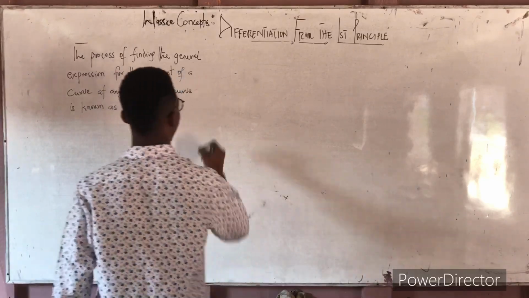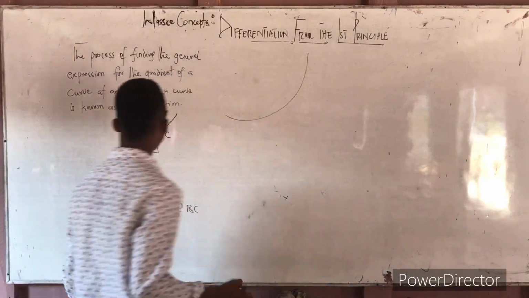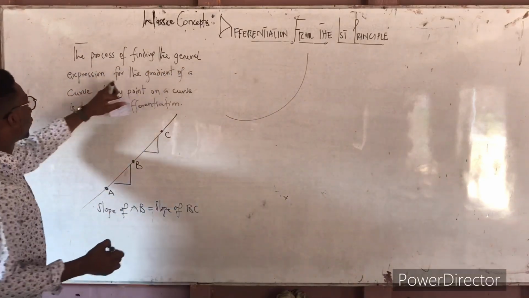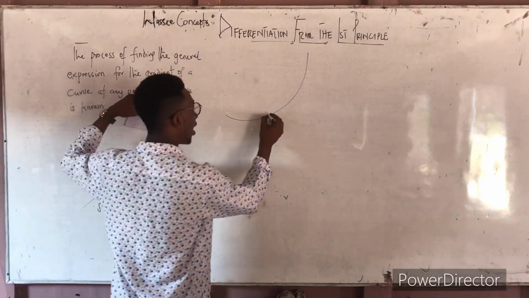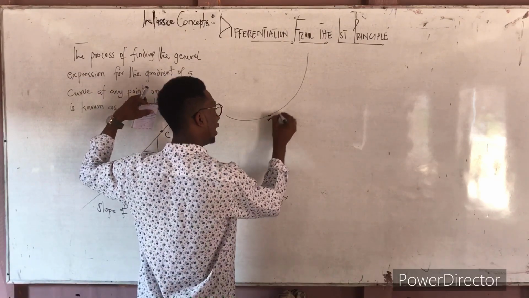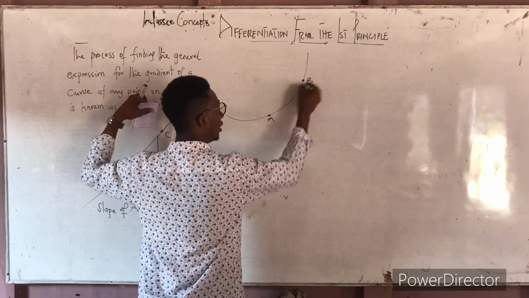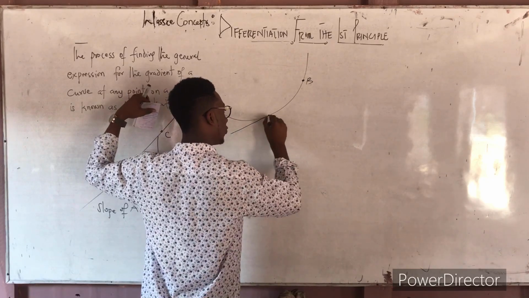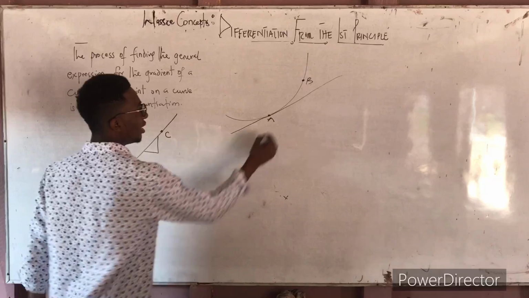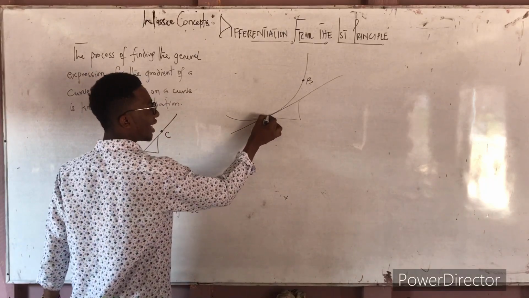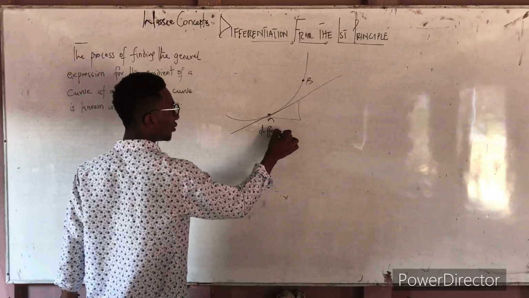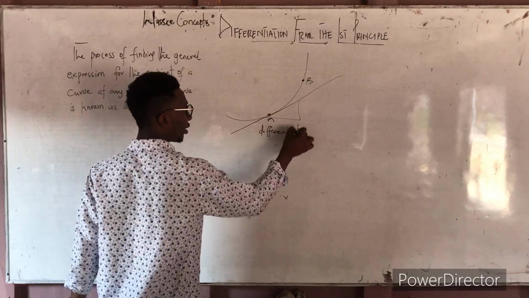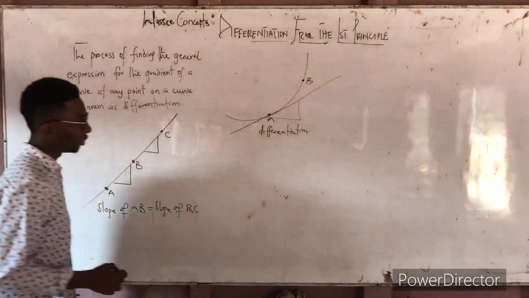But when it comes to a curve, you have to find the gradient of the curve at a particular point. So let's say you have a point of the curve here A, you have a point of the curve here B. So we just draw a line which is tangent to that curve, and the gradient we find to the line at that very point is what we call differentiation.